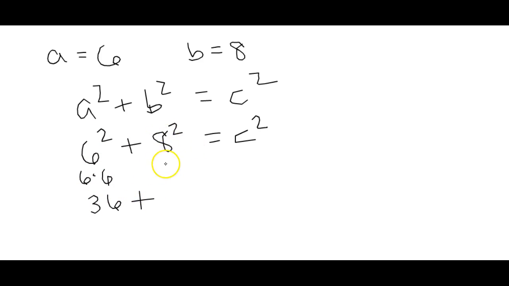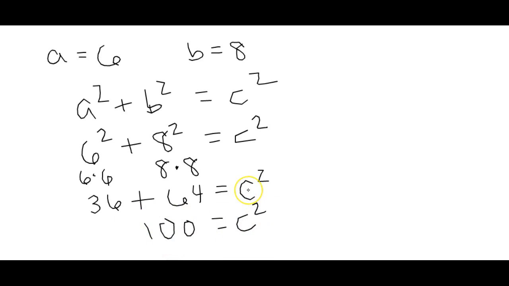So same thing here, it's 8 times 8, which is 64. 36 plus 64 is 100. And now we have to do the opposite of squared. The opposite of squaring something is to square root. So that would get rid of the little 2, and really the important part is to do the square root of 100, which is 10. So c equals 10.